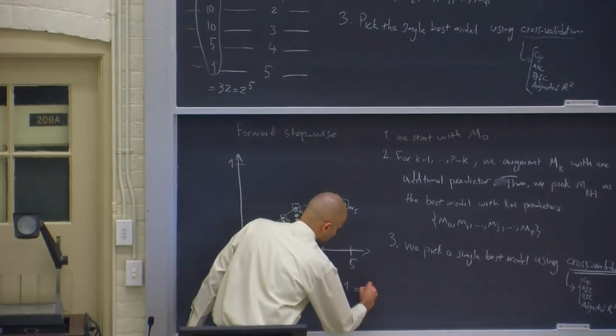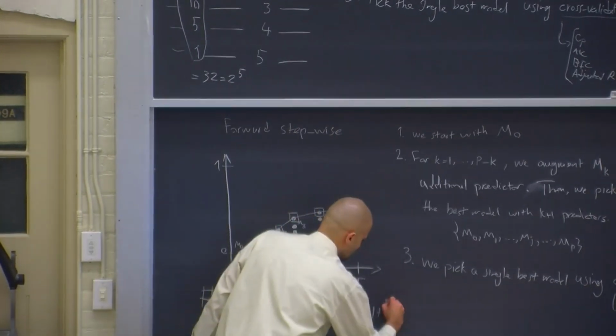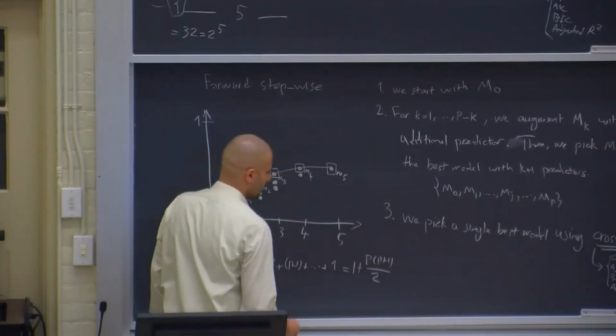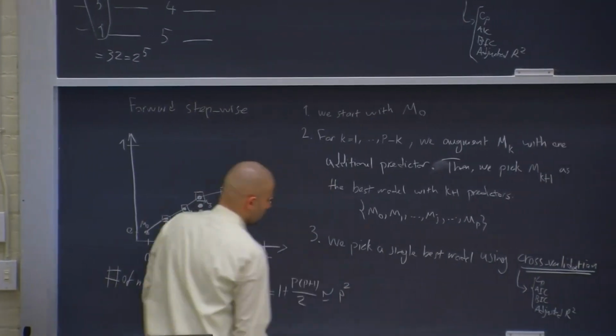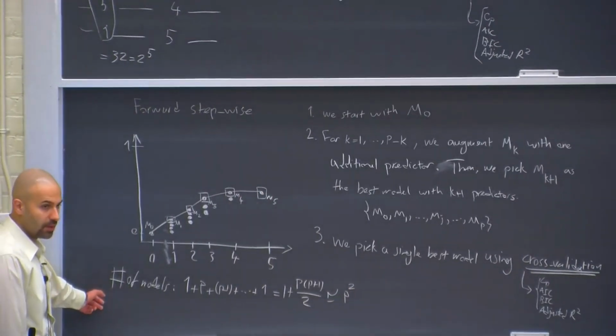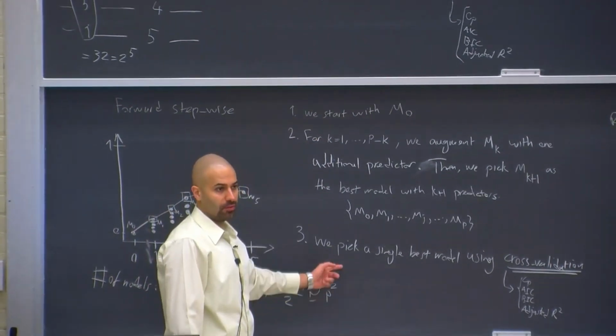So this is equal to 1 plus the numbers 1 all the way to p, which is p times p plus 1 divided by 2. So this is roughly equal to p squared. So the computational advantage of this method is that instead of dealing with 2 to the power of p, we're dealing with p to the power of 2.